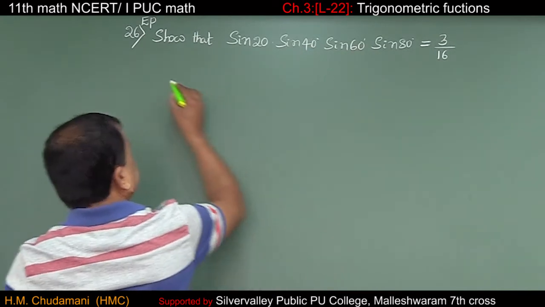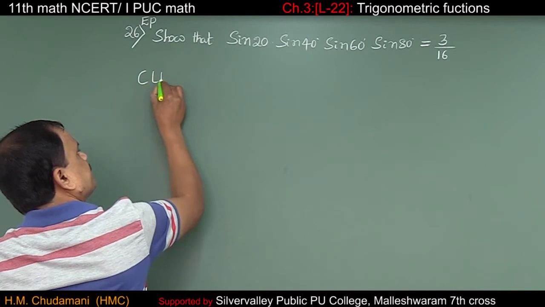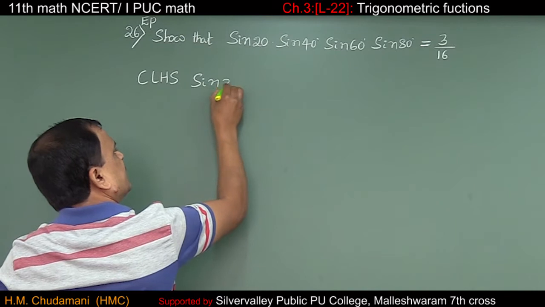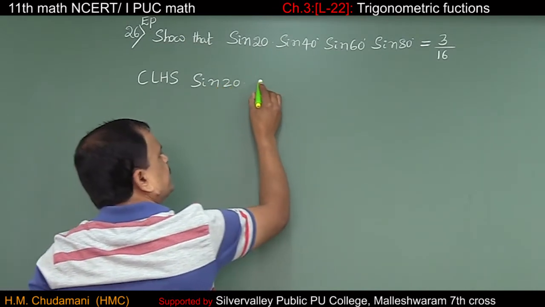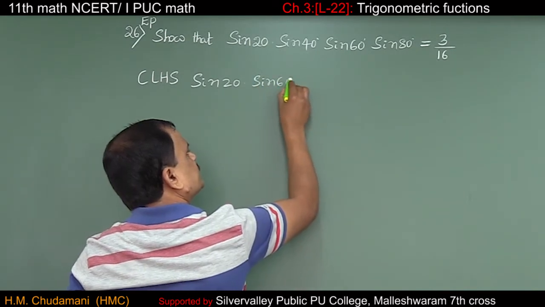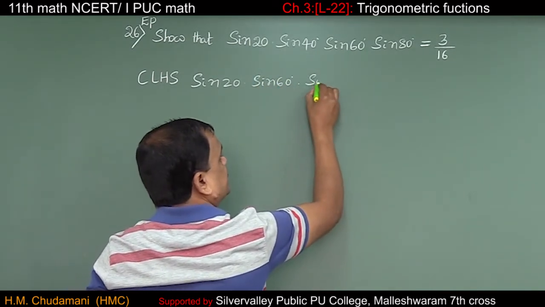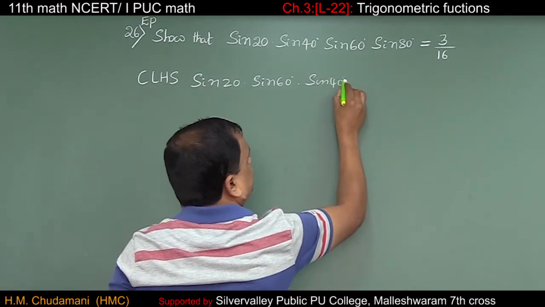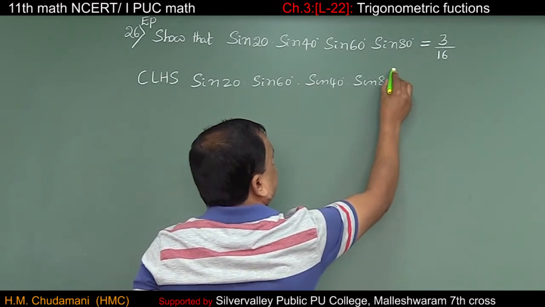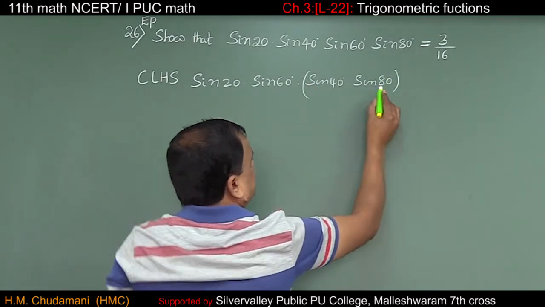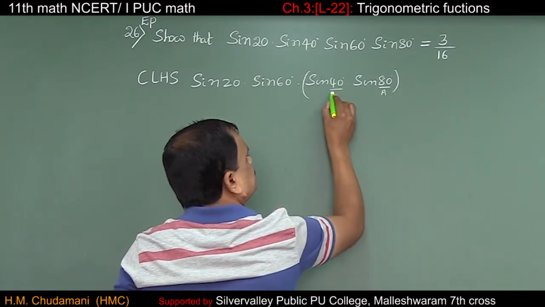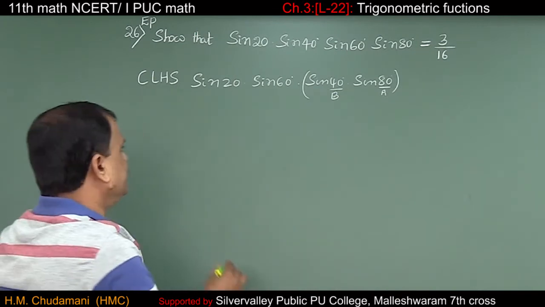So consider the left hand side. Let me write sin 20 degree as it is into sin 60 degree. Sin 60 degree is a standard angle. Sin 40 and sin 80 I'll group. Sin 40 and sin 80, say this is A, sin B. Sin A sin B formula.